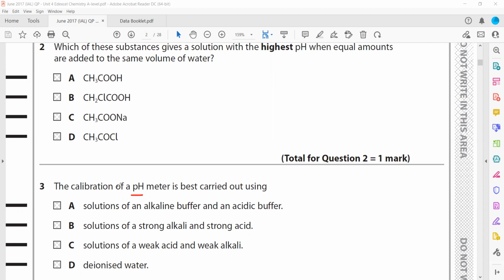But when we have a buffer solution, even if it's an acidic buffer or an alkaline buffer, it does not change the pH, or it resists the change in pH. So that's why to calibrate the pH meter, we should use alkaline and acidic buffers. So A is the right answer, because if we try to calibrate with strong acid, maybe the strong acid might have a pH of 1 or 1.1 or 1.2. So we cannot identify whether it is calibrated correctly. The best way is to check with buffer solutions, because the buffer solution resists the change in pH, so their pH does not change. So we can put in acidic or alkaline buffers.